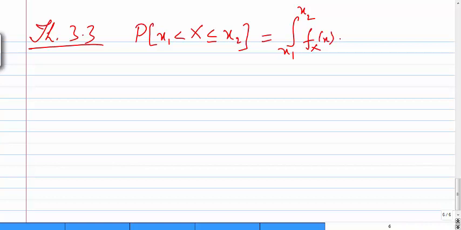Now if we move on, the next one is Theorem 3.3, and the theorem says that if you want to find the probability that x1 is less than X is less than or equal to x2, this can be easily calculated by integrating the PDF from x1 to x2. This will give you the result.